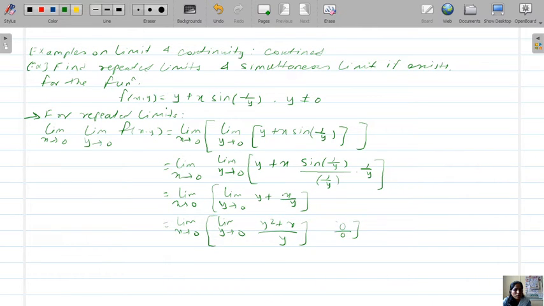So it is limit x tends to 0, limit y tends to 0, y square plus x upon y. It is 0 by 0 form. In the first year we have seen L'Hospital's rule. So the outer limit is limit x tends to 0. It is 2y plus 0 upon 1, differentiating with respect to y, and finally you will get 0 upon 1, which is 0. So the first repeated limit is 0. Let us see the next repeated limit.